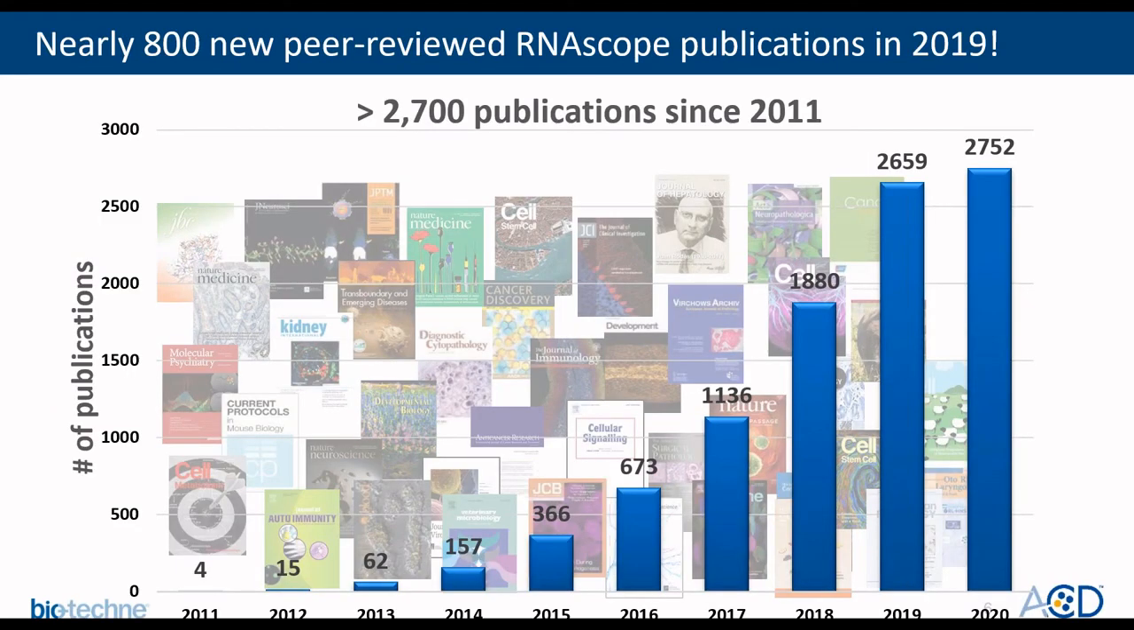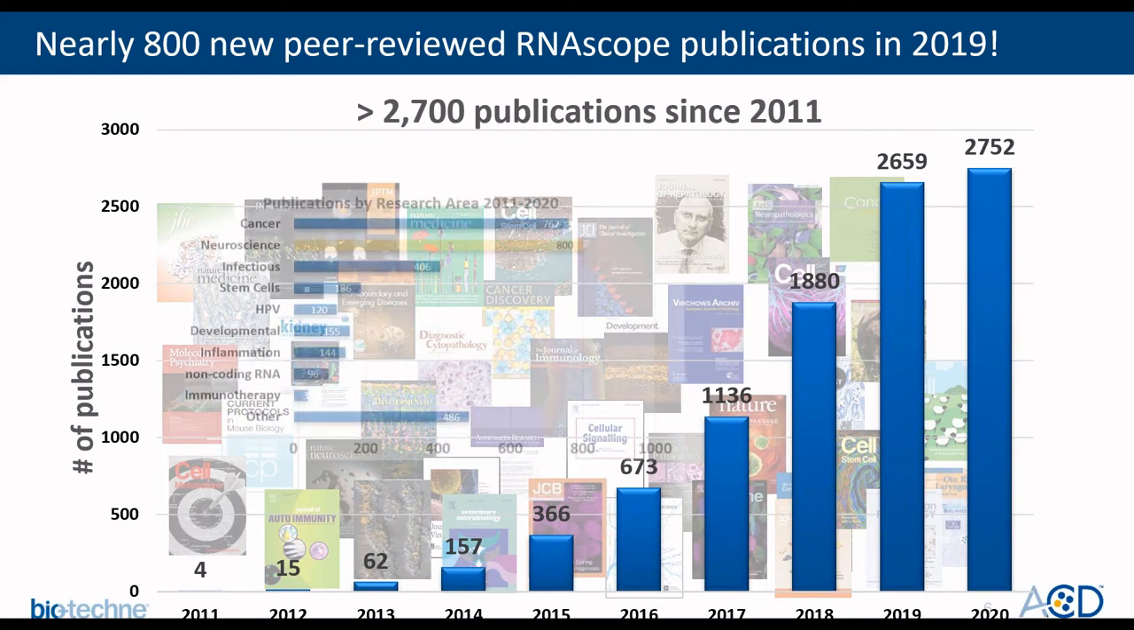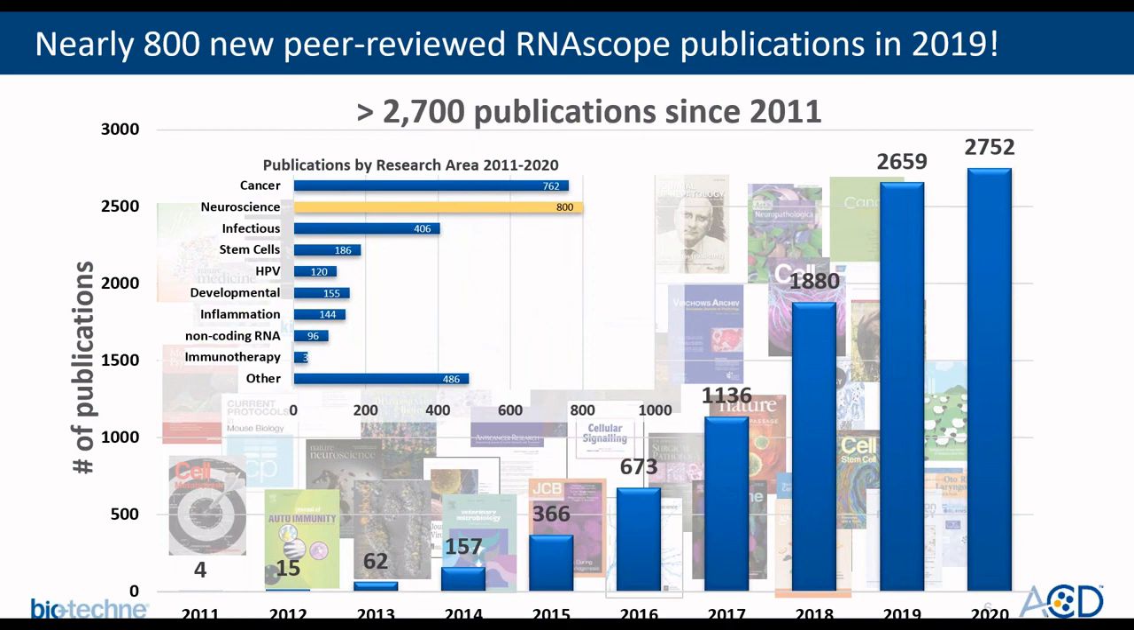The growth and adoption of RNAscope technology is best exemplified by the number of peer-reviewed publications. We had our first publication in 2011, and since then, there have been over 2,700 peer-reviewed papers published using the RNAscope technology in numerous journals, including many top-tier ones. The RNAscope technology is highly relevant across multiple fields of research, with over 40% of the publications in cancer research, followed by neuroscience and infectious diseases.